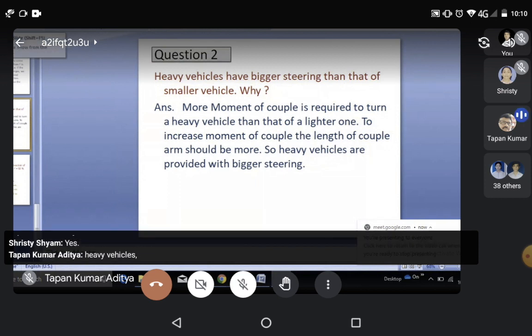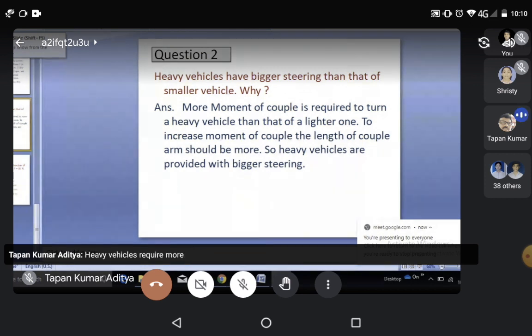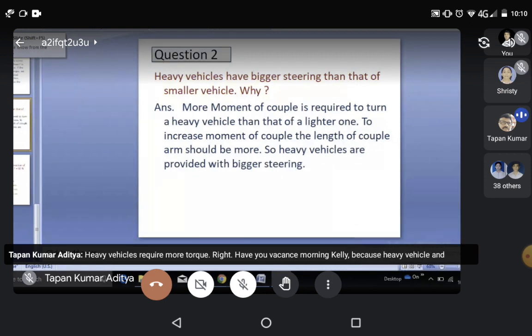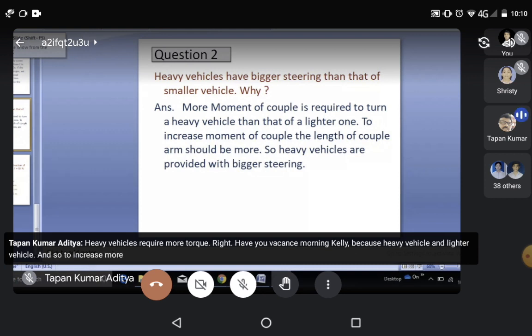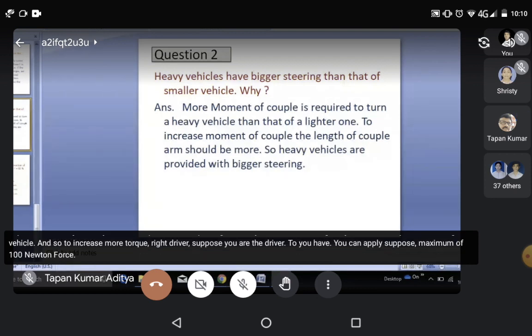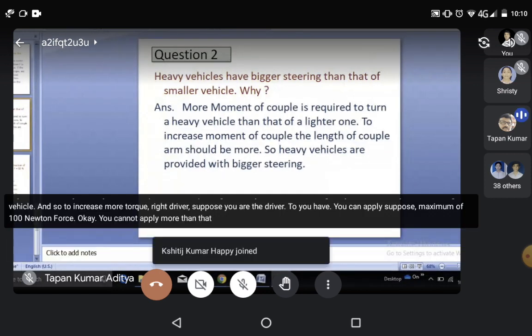Heavy vehicles require more torque, right? Heavy vehicles need more torque to turn, because there is a heavy vehicle and a lighter vehicle, and so to increase the torque, right? Driver, suppose you are the driver, so you can apply, suppose, a maximum of 100 Newton force. Okay, you cannot apply more than that force.